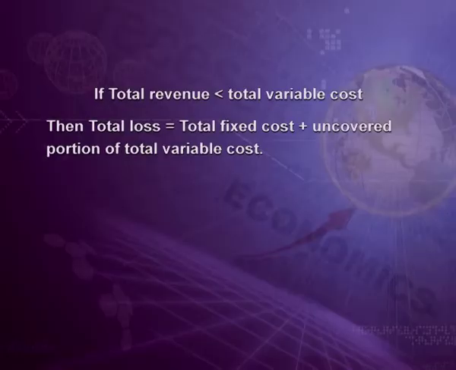But in case its total variable cost exceeds its total revenue, then its loss will be more than in case of not producing. Means if total revenue is less than total variable cost, then total loss will be total fixed cost plus the uncovered portion of total variable cost. Unless actual production adds as much to revenue as it adds to cost, it will increase the loss of the firm. All these three conclusions we will do with the help of a numerical example in our next lecture.